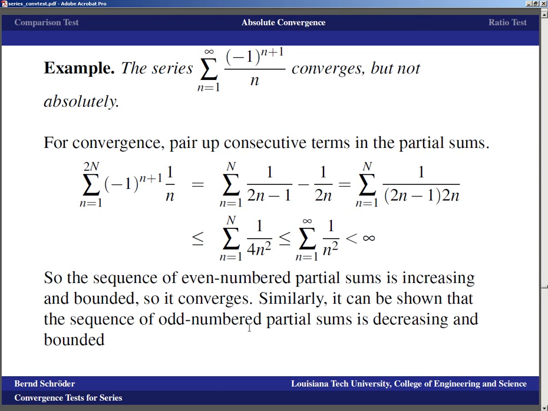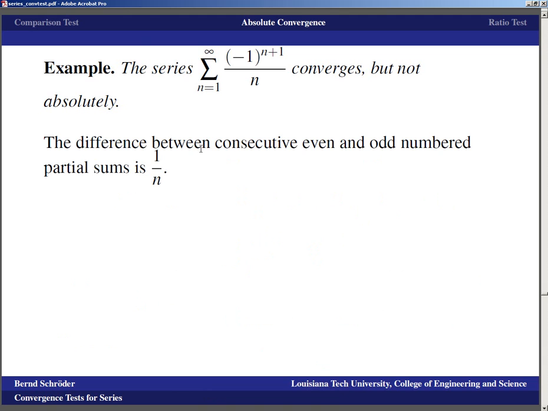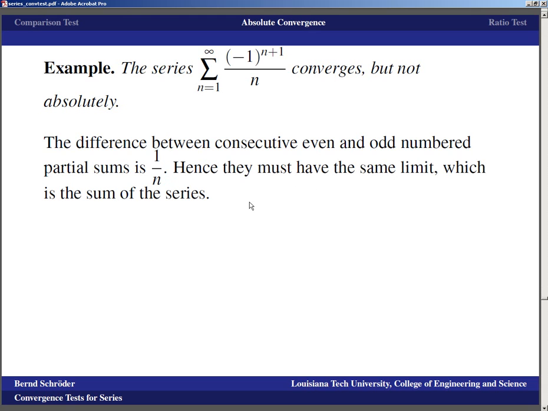And similarly, we can actually show that the sequence of odd-numbered partial sums is decreasing and bounded, where you just go from n equals 1 to 2N plus 1. And if that is decreasing and bounded also, then that sequence converges also. And the difference between consecutive even and odd-numbered partial sums is just a 1 over n that is being added or subtracted, and that means they must have the same limit because their difference goes to 0, and that limit will be the sum of the series.